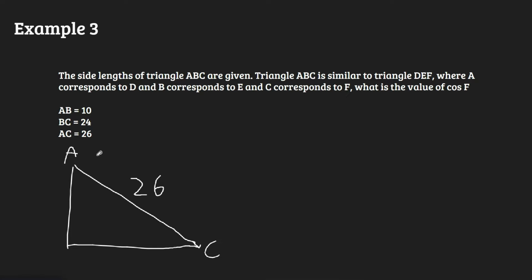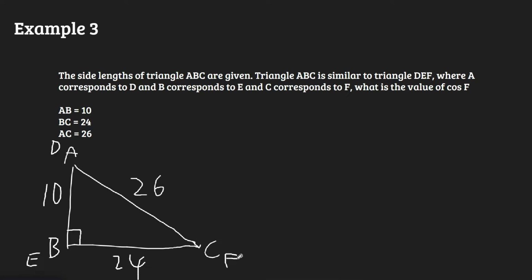What does matter though is that the angle opposite the hypotenuse is the right angle, and that has to be B. That's the missing angle here. So I'm also told that BC is 24, and then AB is 10. Now I know that A corresponds to D, so I'm going to write D right next to A, and then B corresponds to E, and C corresponds to F.